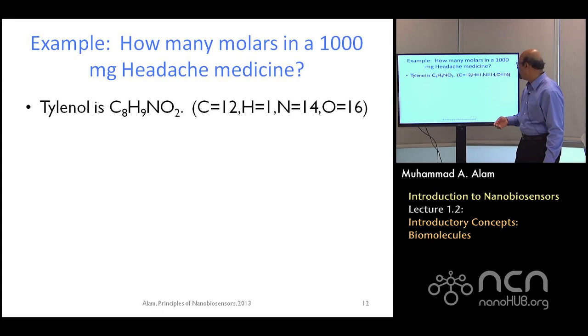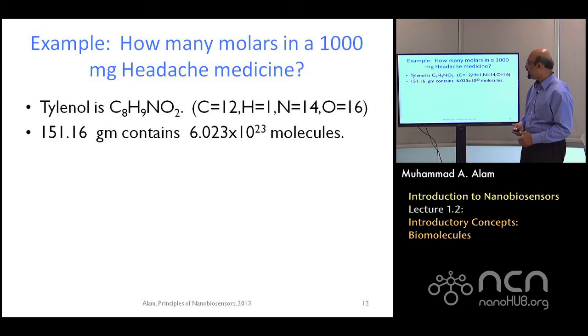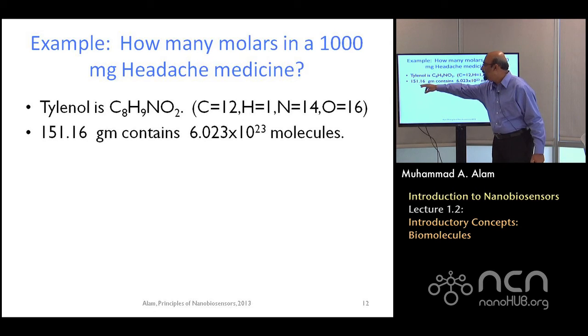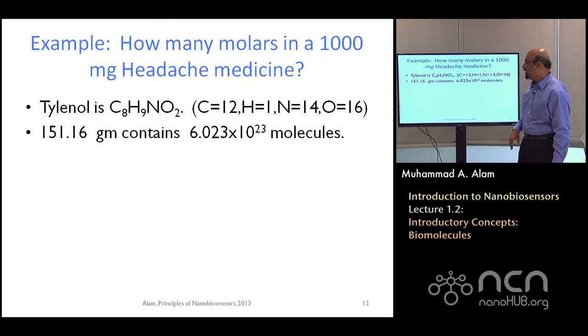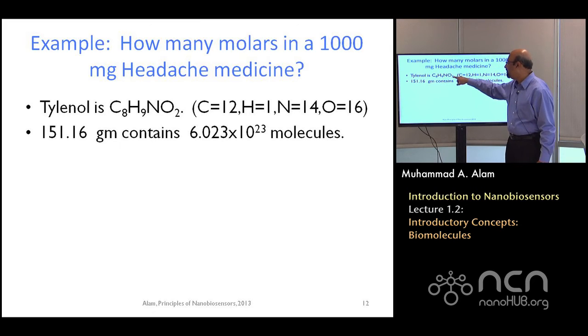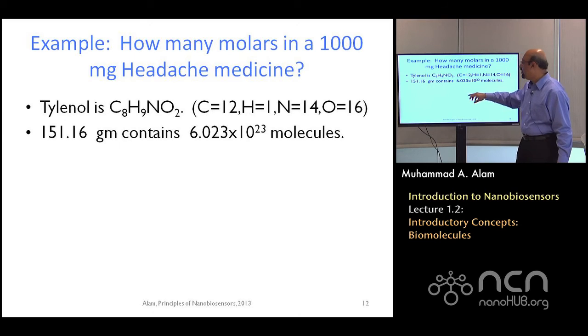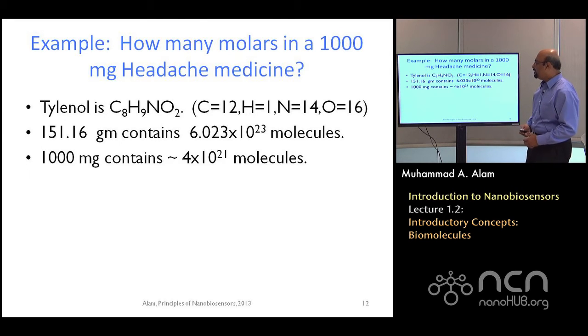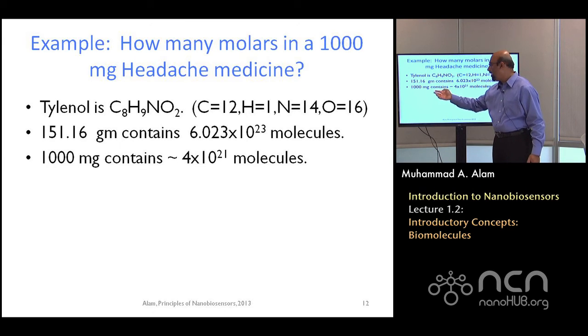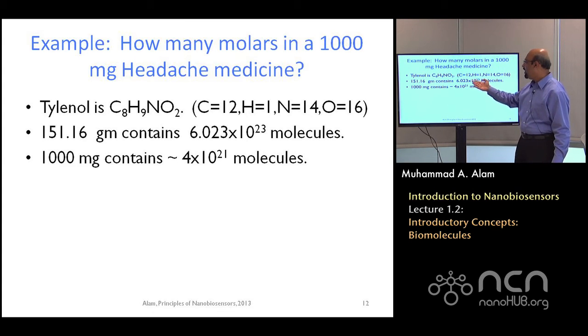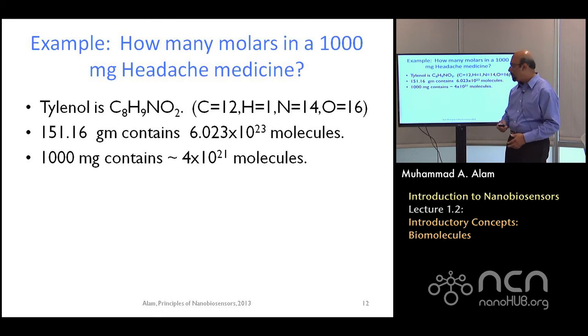It's a little bit lighter. It has 151 grams per mole of this Tylenol. You can just add up the atomic weights, and 151 grams of it will contain the Avogadro's number of molecules. So 1000 milligrams is like a gram. That will contain 4 times 10 to the power 21 molecules of Tylenol.